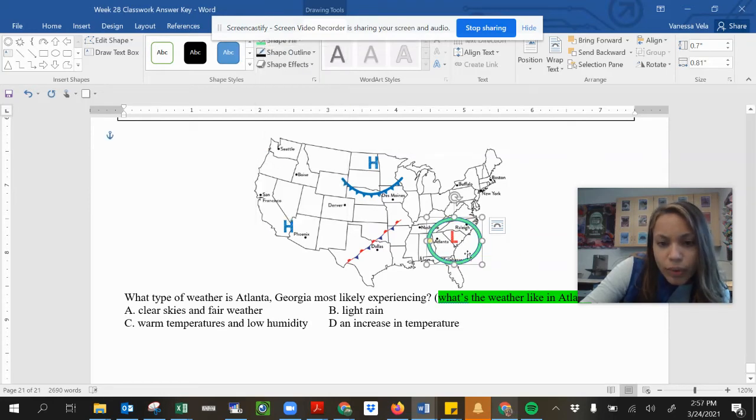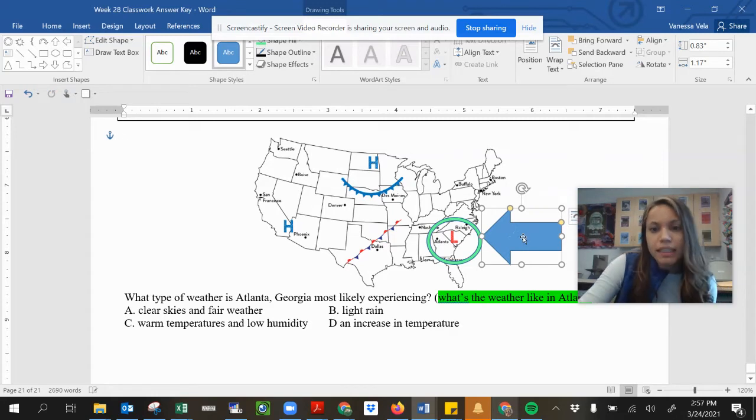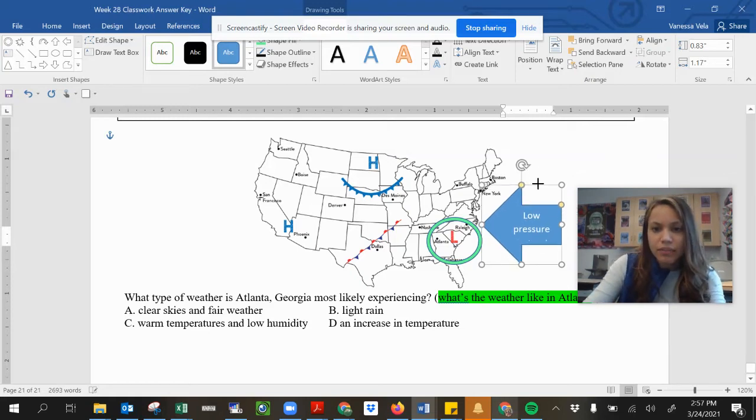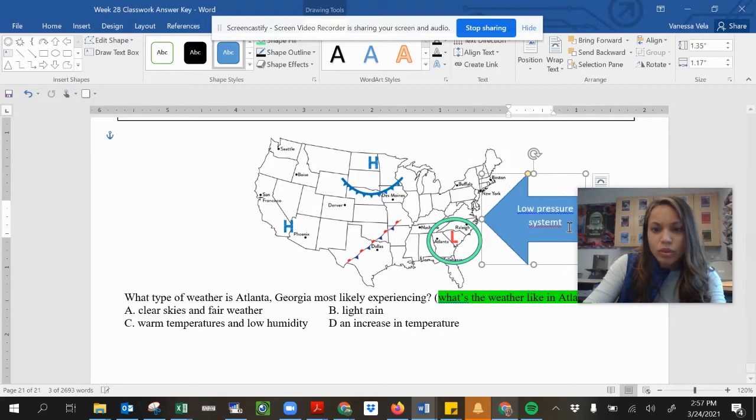We see that it is around a low pressure system. So maybe you can put an arrow and write somewhere around the arrow, maybe not in it, that it's a low pressure system. And then, what does a low pressure system even mean? Well, you would know what a low pressure system is.